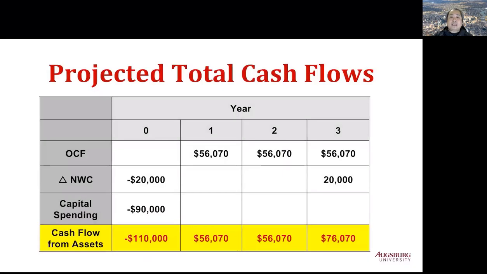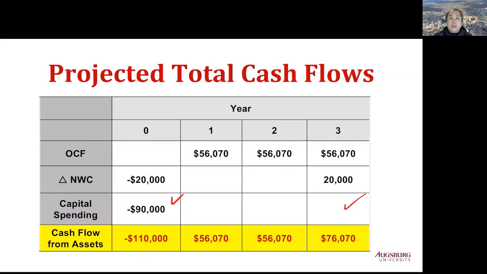Let's look at the projected total cash flows. First, net capital spending is simple. Initially, a firm needs to pay $90,000 to buy equipment. And then in the final year, it may sell the equipment, but since the salvage value, which is the value at the end of the project, is $0, there will be no capital spending in the final year, nothing.